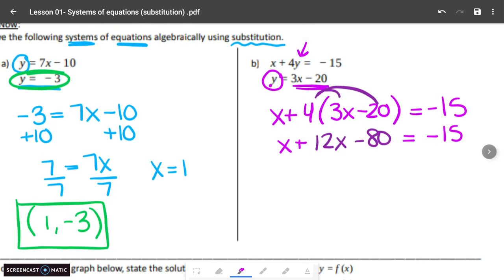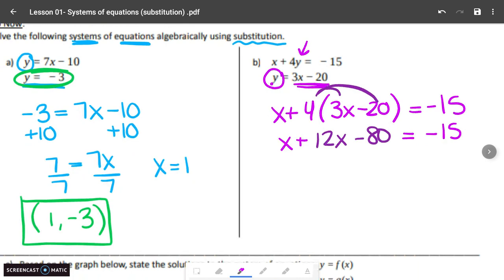So what we want to do next is just solve for x. Combine like terms, we'll get 13x. I'm going to add the 80 to both sides to get 65. And when I divide by 13, we get x equal to 5.